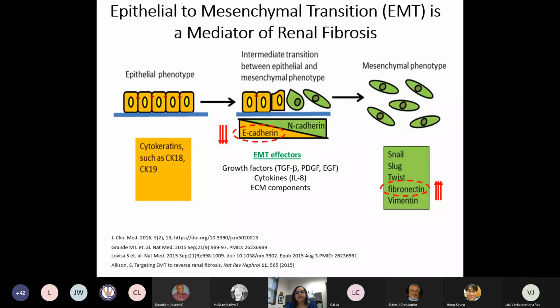EMT, or epithelial to mesenchymal transition, is known to be a critical mediator of renal fibrosis. When the epithelial cells are injured, they transform into mesenchymal cells, and this leads to the progression of renal fibrosis. So during this EMT process, epithelial cells lose some of their proteins such as E-cadherin expression, whereas the mesenchymal phenotypic proteins such as N-cadherin, snail, and twist are increased.